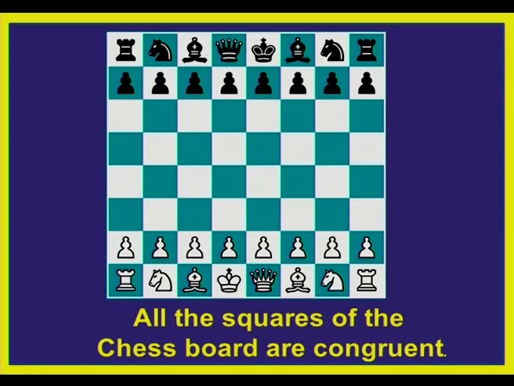Now, observe the chessboard children. You can see squares on the chessboard. All the squares of the chessboard are congruent. They have their sides equal and hence they are all congruent.